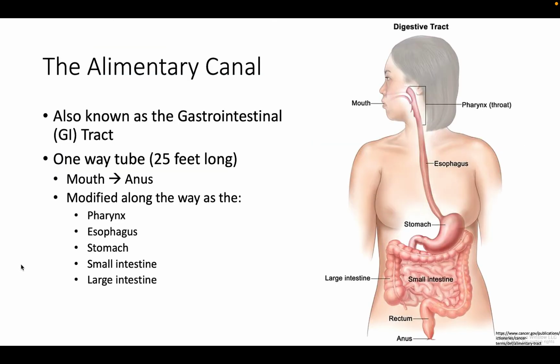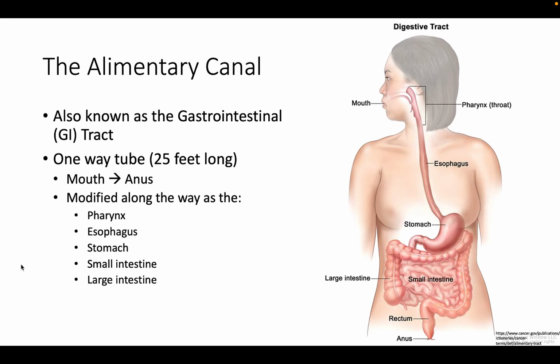Also called the gastrointestinal tract or the gut, the alimentary canal, aliment meaning to nourish, is a one-way tube that is about 25 feet long. The main function of the organs of this alimentary canal is to nourish the body. The tube begins at the mouth and ends at the anus, and between those two points, this canal is modified as the pharynx, esophagus, stomach, and the two intestines. And all of those variations or modifications fit the functional needs of the body. And these functions end up being categorized into six different categories.